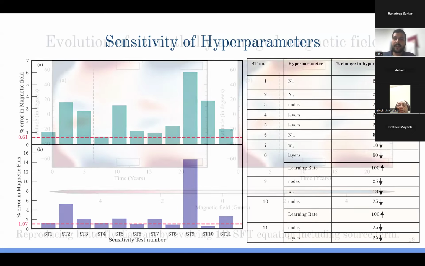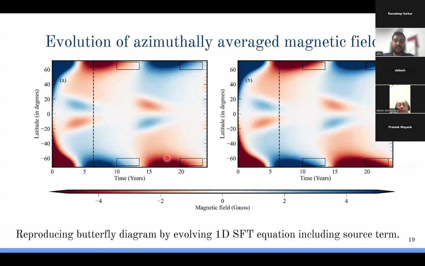Now, going further, we did the same run with a 1D SFT equation. We followed the Petrovay 2019 paper to get a linear run, where all cycles are the same. And what we found was that there is a change in the polarity reversal time, just because more flux is available in the system. Because of more flux conservation, the flux is moving towards the poles almost completely, which helps in the delayed polarity reversal.